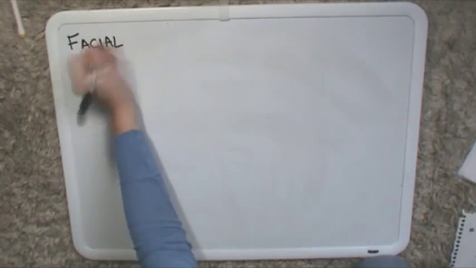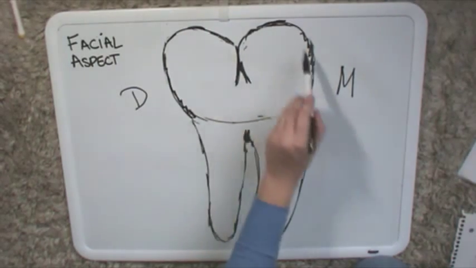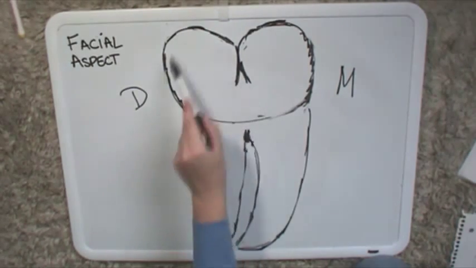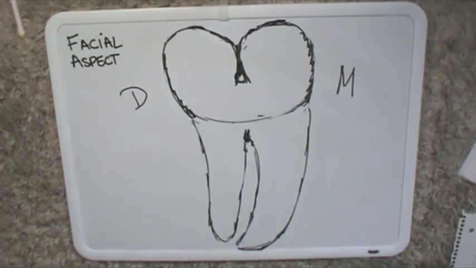From the facial aspect of the mandibular second molars, there are two visible cusps, which are nearly equal in size. There is a mesial-buccal cusp and the distal-buccal cusp. The cusps are separated by the buccal groove, which ends in a buccal pit. This is a common place for sealants.